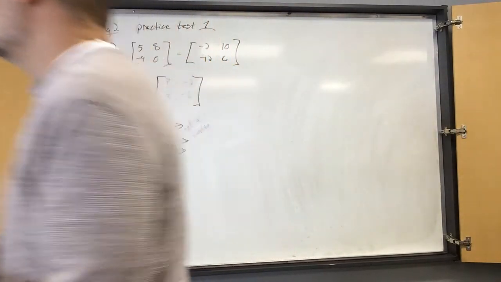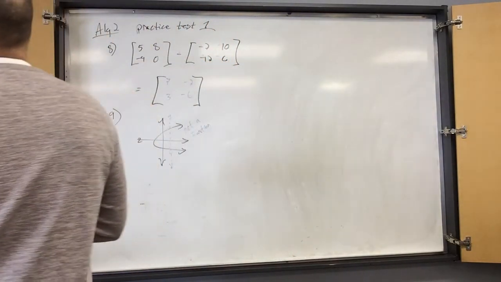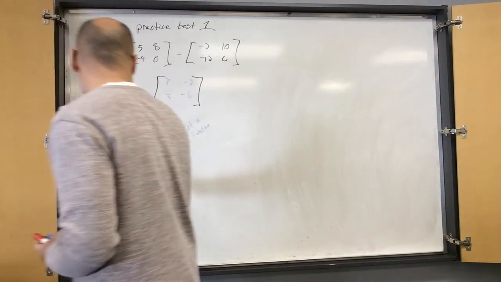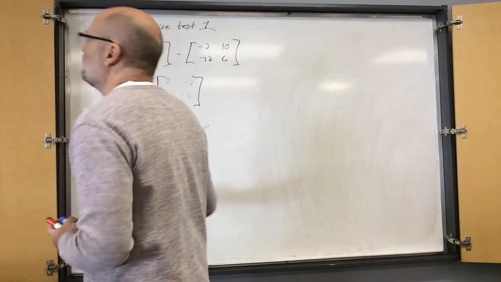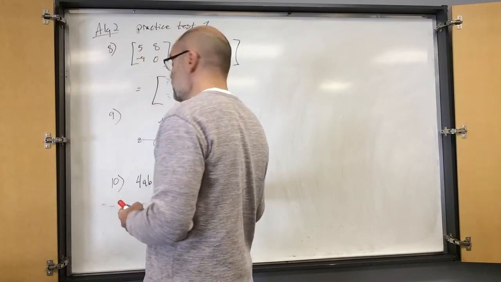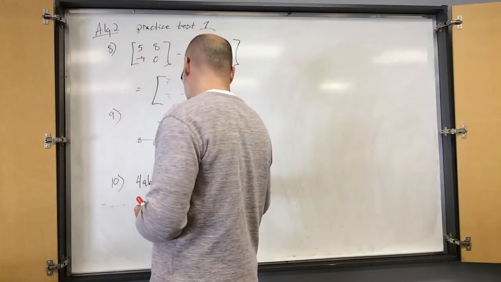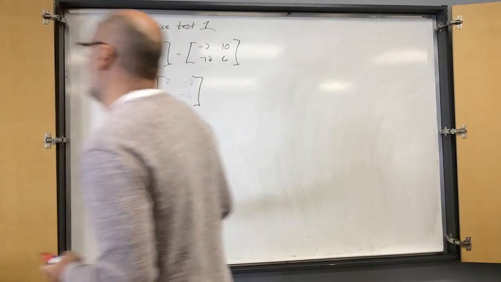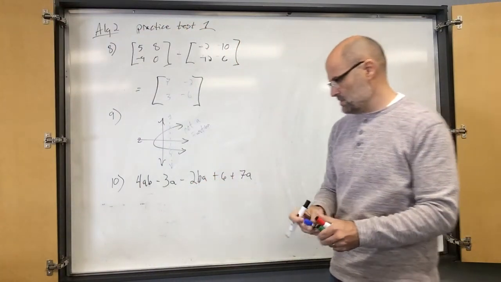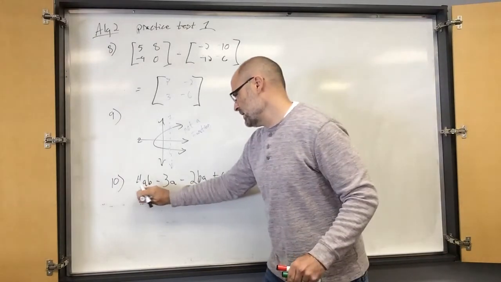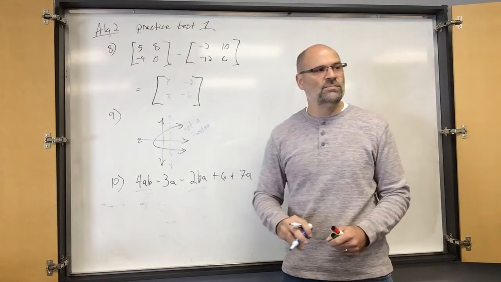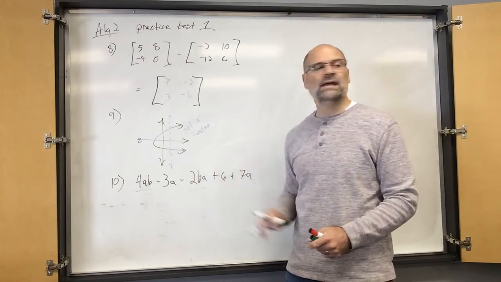So right now, number 10, simplify the expression by adding like terms. Yes. Algebra. 4ab minus 3a minus 2ba. Ooh, they tried to trick us. But it's not tricky. Plus 6 plus 7a. What are like terms? 4ab and 2ab. But that's not a 2ab. What is that? A ba. It's still the same thing. Don't forget, it's a negative.